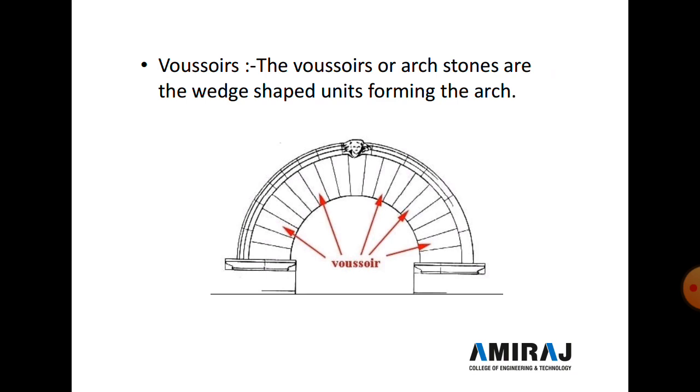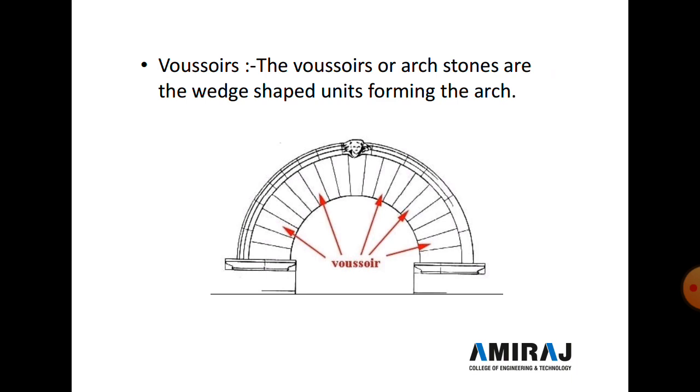Now the next technical term is the washers. The washers of the arc are the wedge-shaped units forming the arc, called washers. So see this figure. Here a wedge-shaped stone is cut in a wedge shape and provided in an arc.